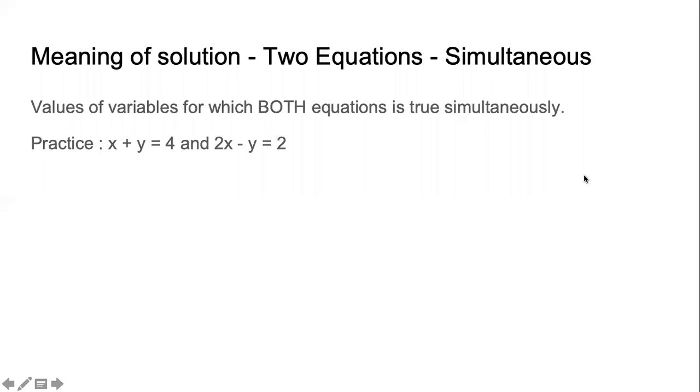We know from last year itself, we are studying linear equations in 2 variables, and that too 2 equations. And we are calling them simultaneous linear equations in 2 variables. So what is the meaning of solution when we say 2 equations with 2 variables? Suppose the equations are x plus y equals 4 and 2x minus y equals 2. Now, don't worry. Just go with the flow.